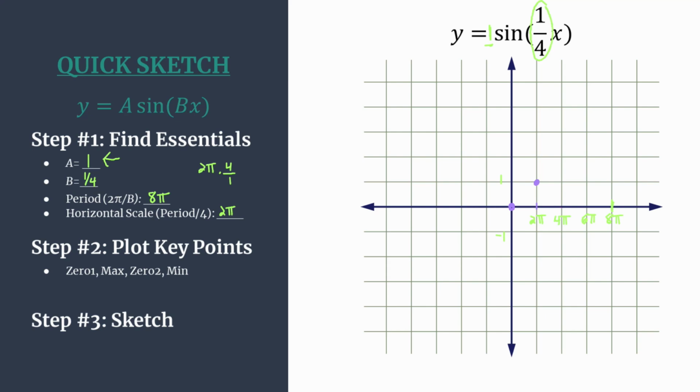All right, going back to that key point pattern, the 0 happens at 4 pi. The minimum happens at 6 pi. The minimum will just have a y coordinate that's the opposite of the value a. All right, at 8 pi you would restart, and now we're on to step 3. Just sketch in the sine curve here. That's one complete cycle, and repeat that as often as you need.